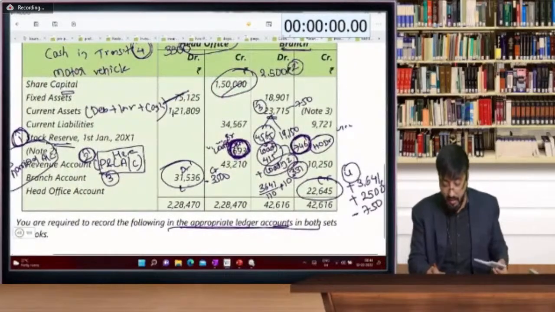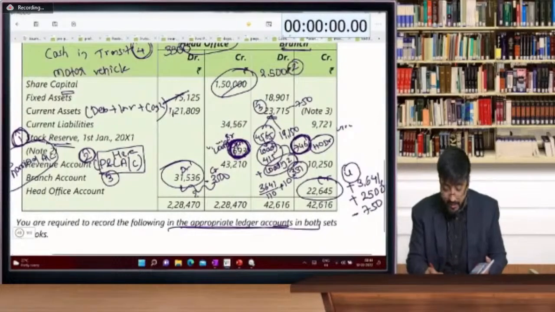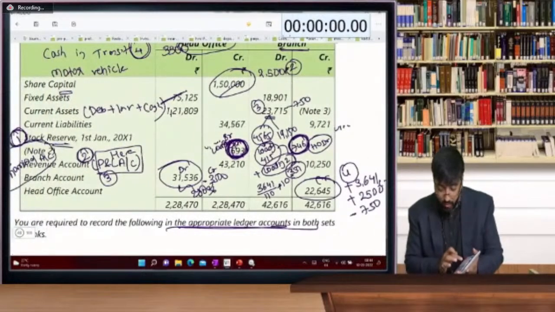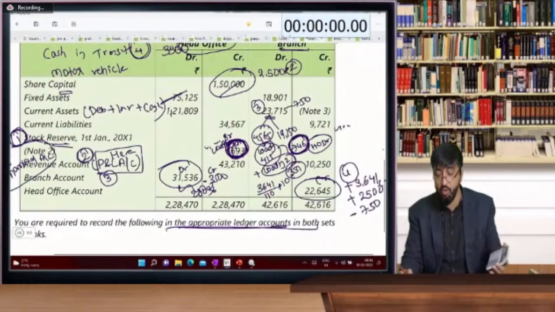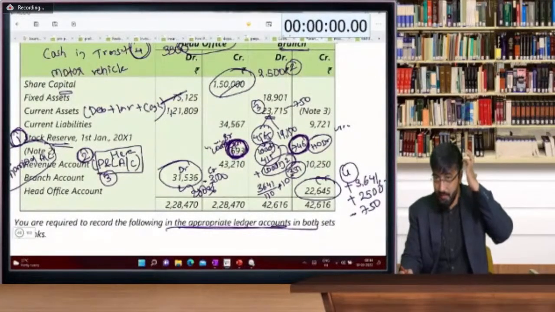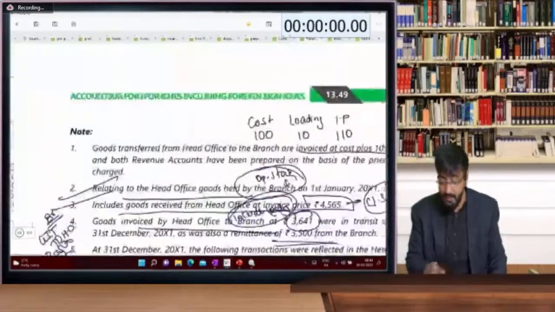See, here, what is the balance? 31,536 minus 3,500, 28,036. And you can check here, 22,645 plus 3,641 plus 2,500 minus 750, 28,036. So our balances are matching and reconciliation is done, beta. So head office account 3,641 added means credit side, 2,500 credit side and 750 on the debit side.